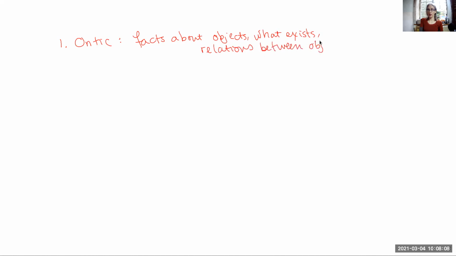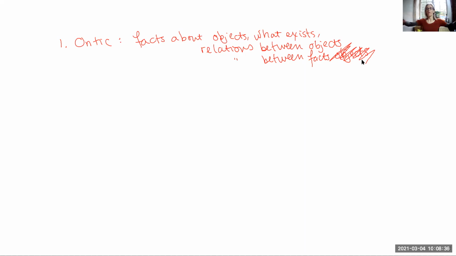Now, the first I call the ontic level. This is where we have facts about objects, what exists, what doesn't exist, and the relations that they have. So, relations between objects, but also relations between facts about these objects. Because if you think about it, that's what validity is picking out. It's picking out a relational fact between the premises and the conclusion. So this is where our gold standard definition of good argument lives.